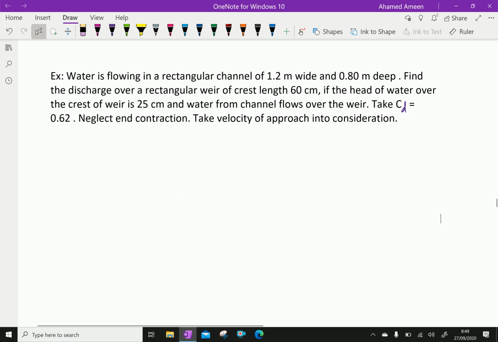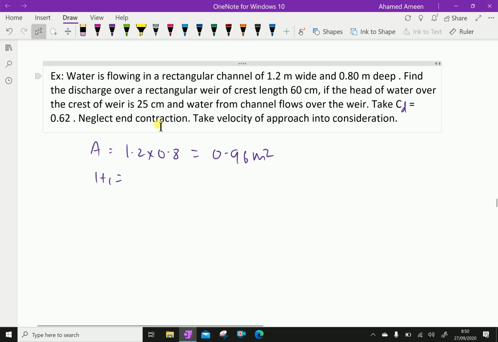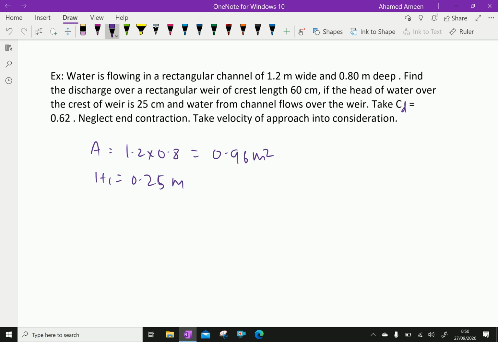Now we'll find the area of the channel, width times depth, that is 1.2 times 0.8, which is equal to 0.96 meter square. Now H1, the height of water above the crest, is 25 centimeter, that is 0.25 meter. CD is 0.62. Now let us find the discharge over the rectangular weir without velocity of approach.